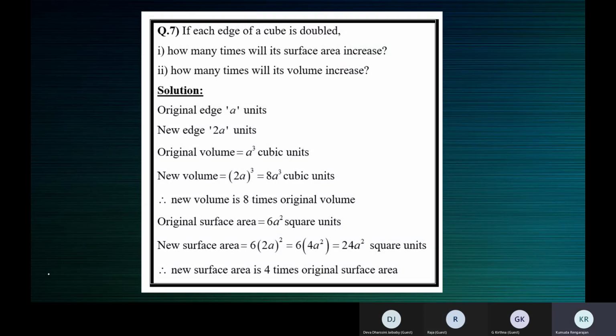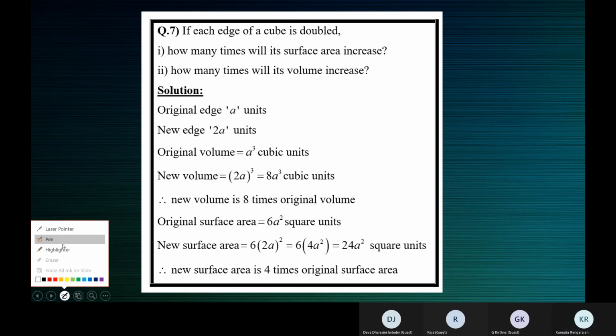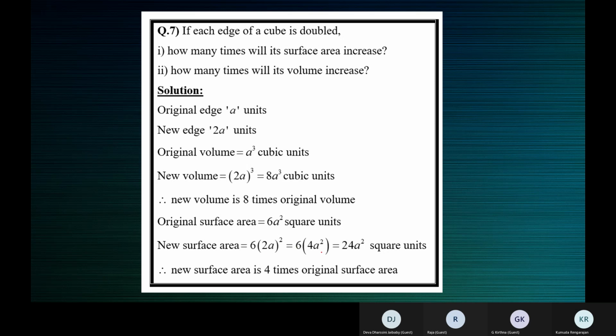See, you can express it like this in the answer also. So 24a square we get, right? What is this 24a square in terms of 6a square? 6a square, 4 times. You write it in terms of 6a square because original is 6a square. So that's how we say that the new surface area is 4 times the original surface area. The new surface area is 24a square, which can be expressed as 4 times 6a square.